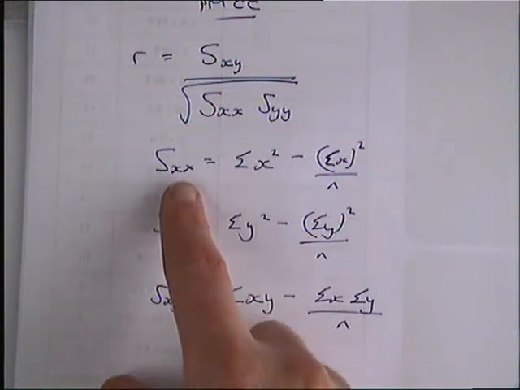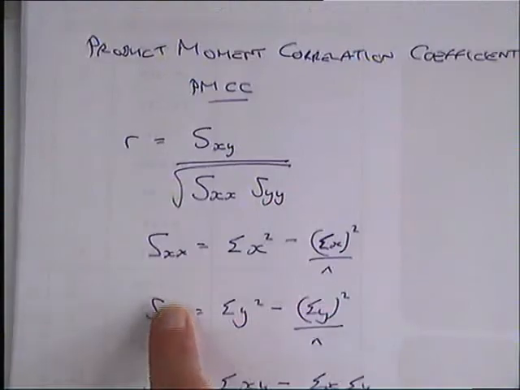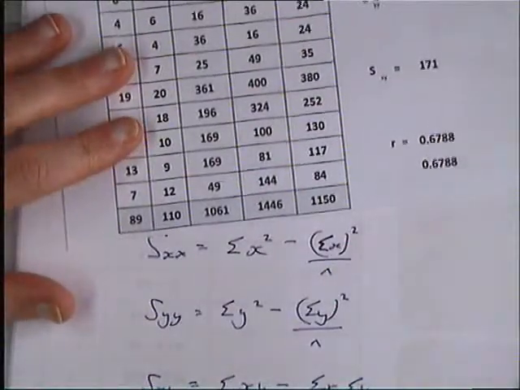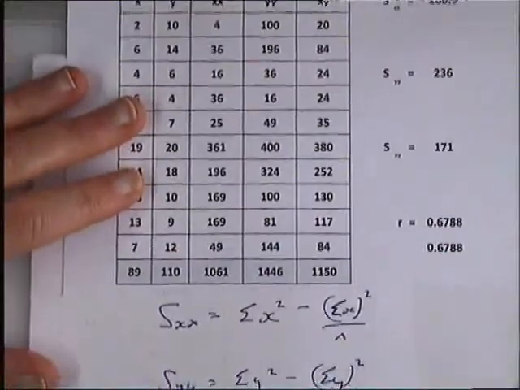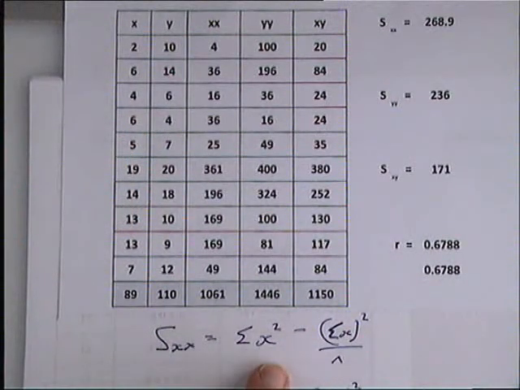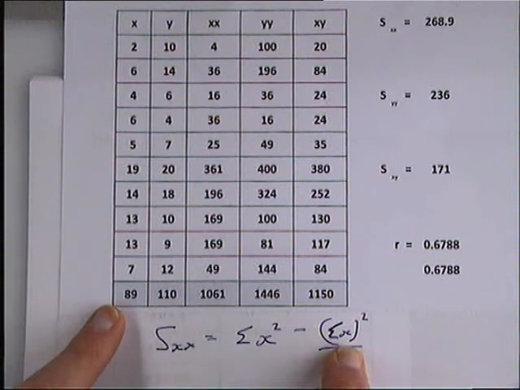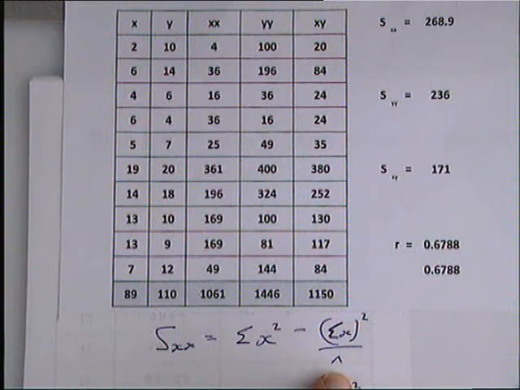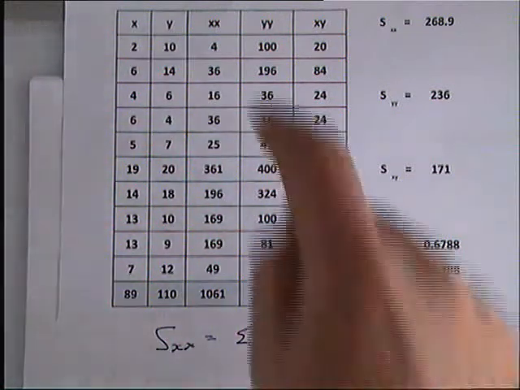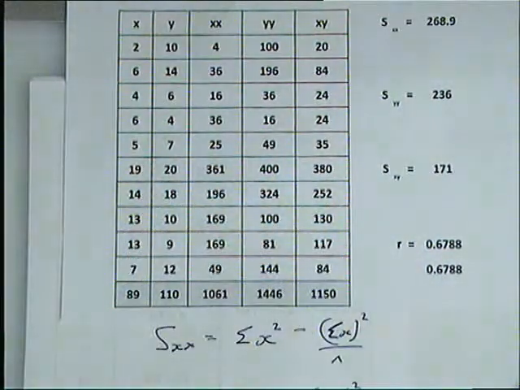You can work out first of all Sxx. In this example, Sxx will be the total of the x squared column, which is this 1061, take away the total of the x column, which is 89, squared, divided by however many pairs of numbers we had. And in the example here, we've got 1, 2, 3, 4, 5, 6, 7, 8, 9, 10 pairs of numbers.